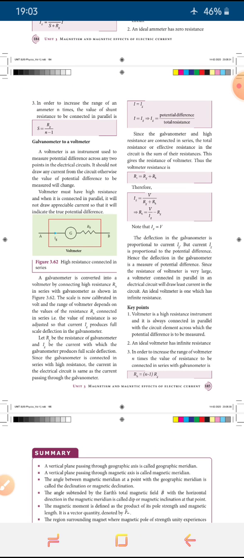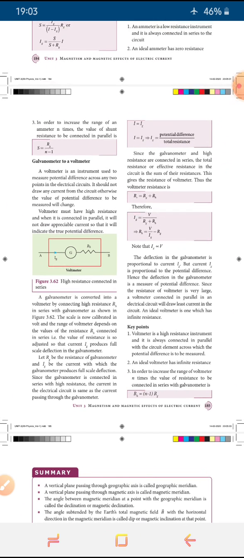You will get mark questions in this, from the topic of galvanometer to voltmeter up to the key points, including this diagram. Write the question: explain the derivation, how to convert a galvanometer into a voltmeter. This is an important 5-mark question. Also, this is the last topic in this unit.